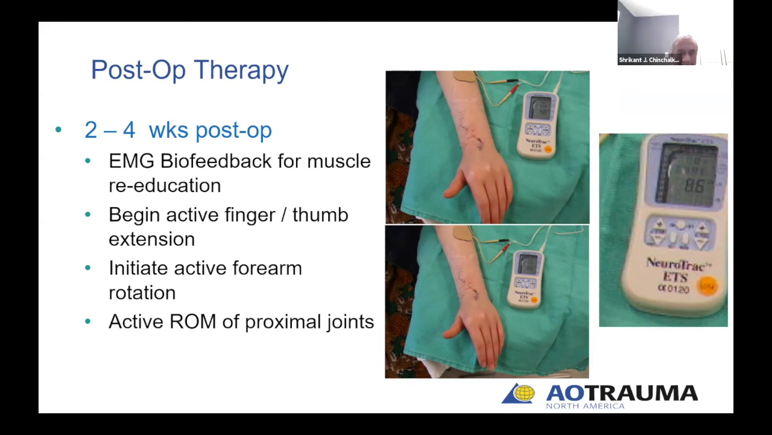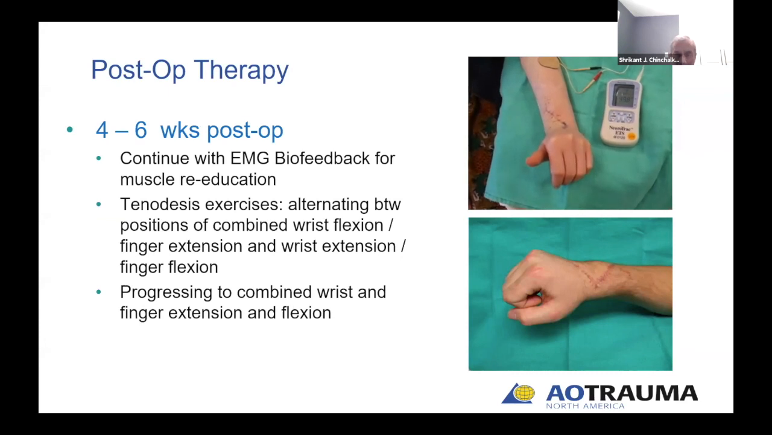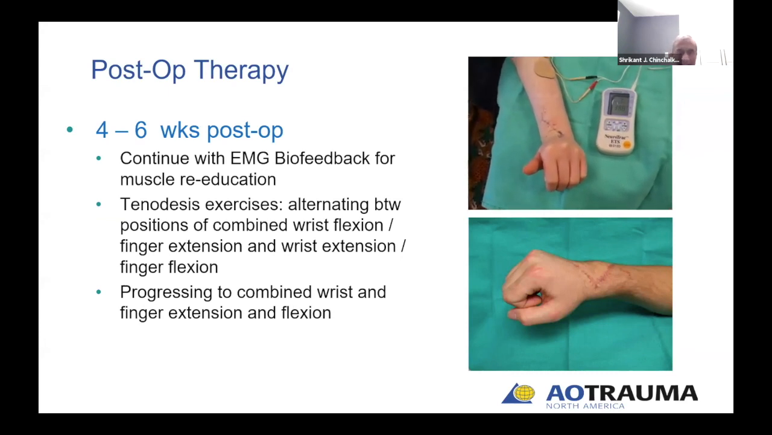these patients having any secondary shoulder issues at a later stage, because if patients are sitting in a forearm pronated position, with the arm in an adducted position, they often will have a tendency to have a primary impingement sign. Between 4 to 6 weeks, we'll continue with EMG biofeedback for muscle re-education until we have attained a desired action.